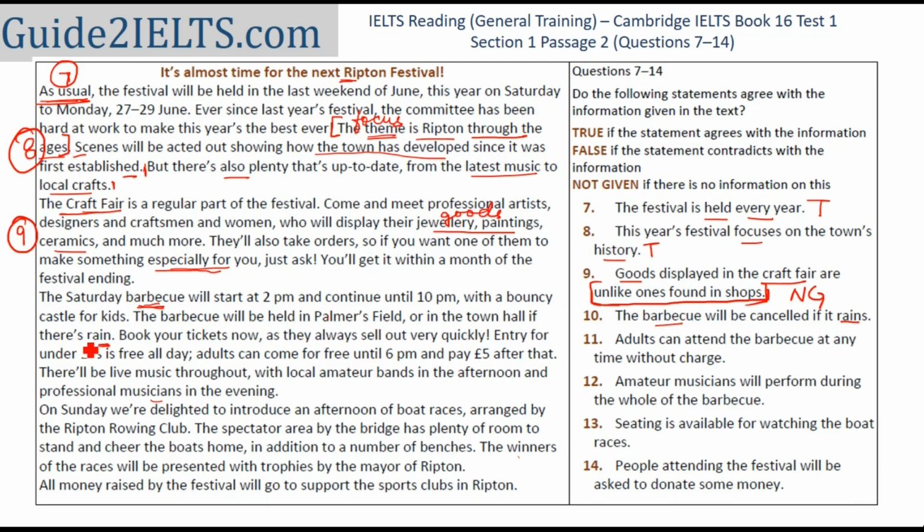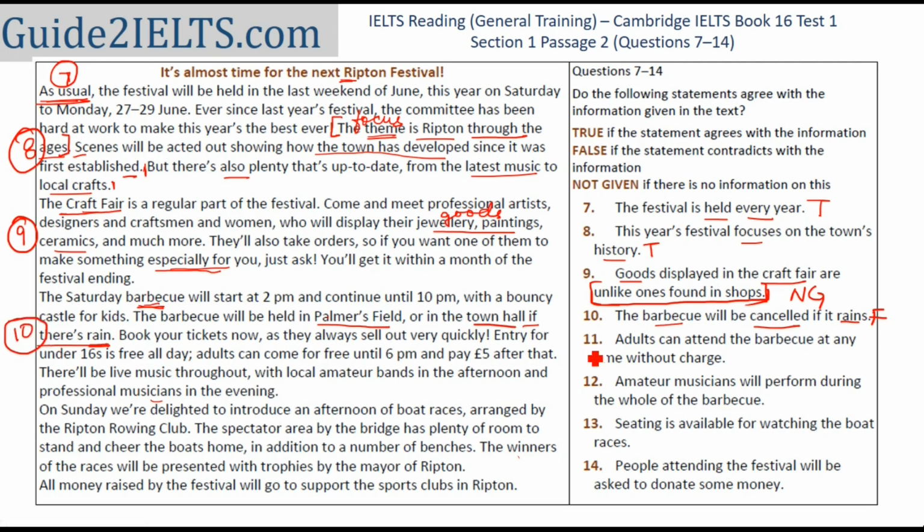So if there is rain, what will happen is that the venue will shift. If there is no rain, this is where the barbecue will be. If there is rain, the barbecue will be at the town hall. But it will certainly not be cancelled. So will the barbecue be cancelled if it rains? No. The answer is false. And this is where the answer was found.